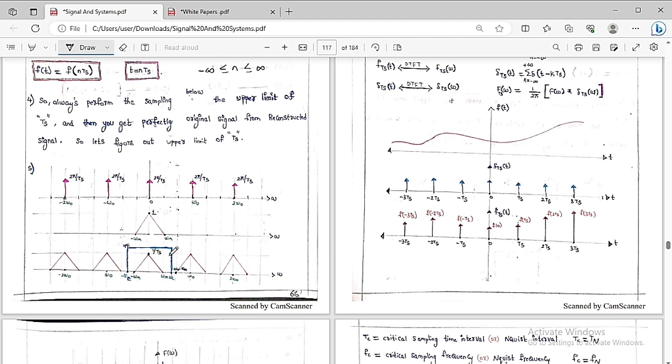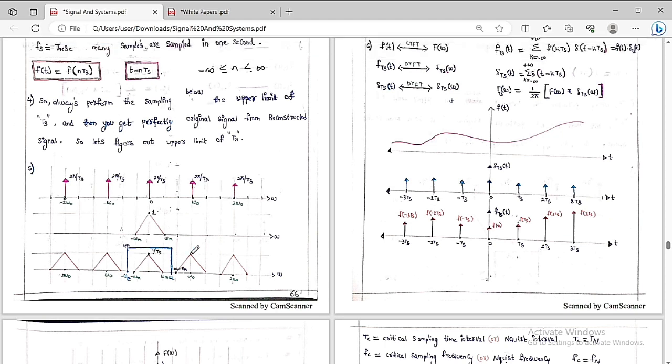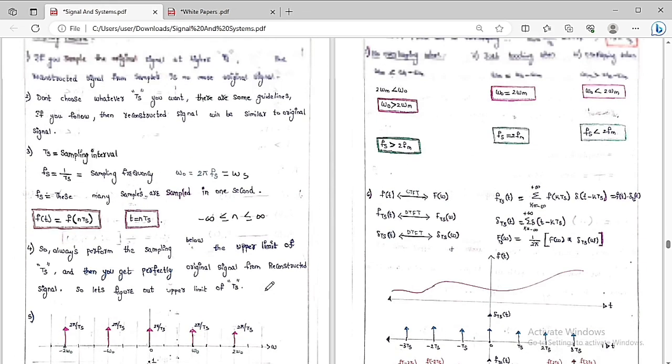So that is how we do the sampling, and then we pass through the low pass filter, and then we get back the original signal. See, 1 by Ts is there, right? So you have to do some scaling by Ts. If you do the scaling by Ts, then we can get back the original signal, which has a peak value of 1. So what I am going to do is very simple. First, do the multiplication of f of t and the impulse train, and then pass the signal through the low pass filter, and then do some scaling in order to get back the original signal f of t. So this is what I am trying to tell you.